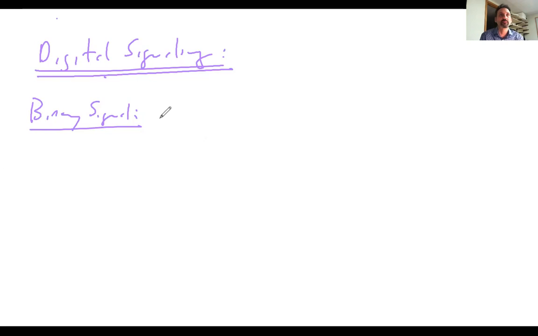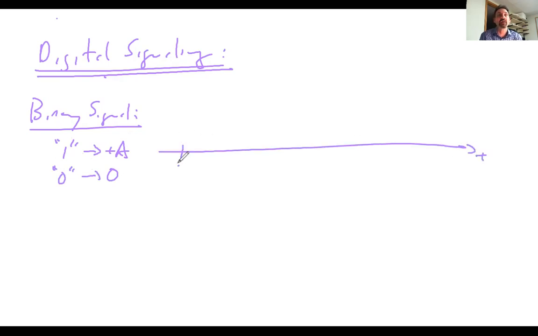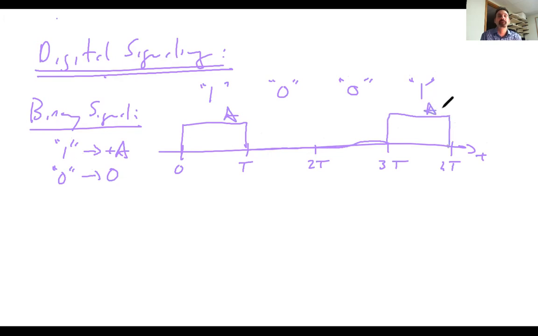So let's say we do amplitudes. Let's say amplitude value A. Let's say binary one is represented by plus A value, and a binary zero is represented by zero value. You're going to get something like this across the time domain, every T seconds. So let's say I transmitted 1001. That's the binary information. What I'm going to have is plus A, 0, 0, plus A. Okay?